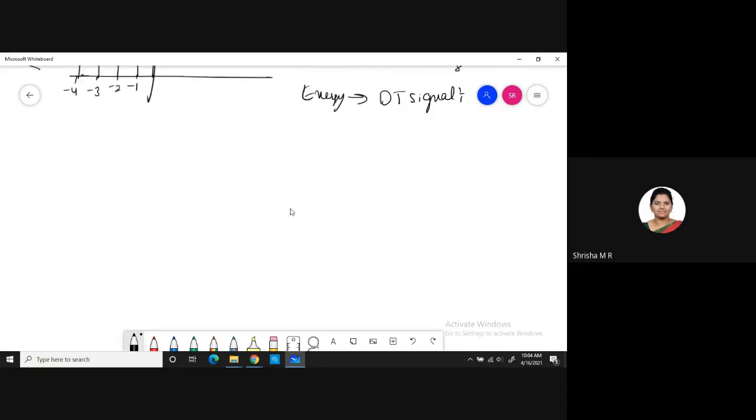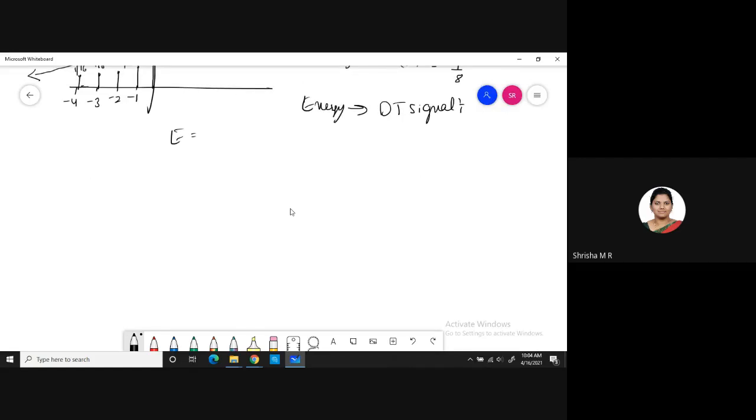The energy equation for a discrete time signal is the summation from n equal to minus infinity to infinity of x of n, modulus of x of n, whole square. This is the equation for energy of a discrete time signal. But our signal is existing from where to where? Minus infinity to 0. Yes, it is existing from n equal to minus infinity to 0.